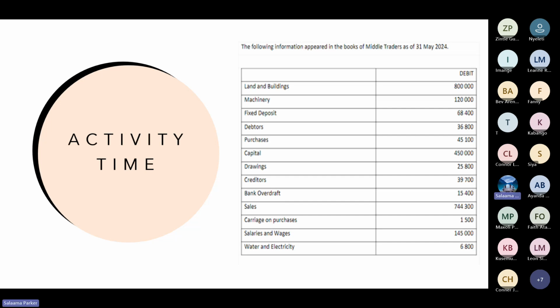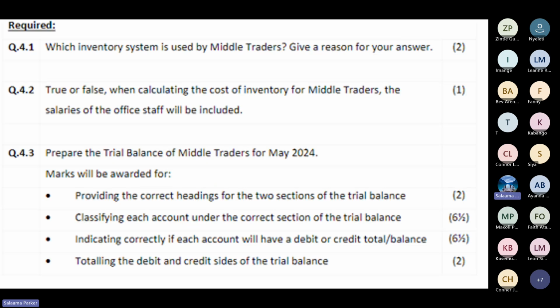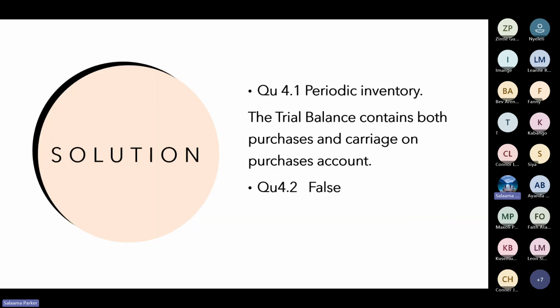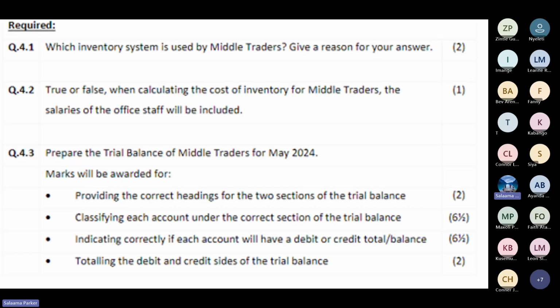Purchases. The minute you see purchases on your trial balance, carriage on purchases on your trial balance, then you must remember that this business is using the periodic inventory system. Okay. Right, please just remember that. Periodic. The trial balance contains both purchases and carriage on purchases. And question 4.2, we know that this is definitely false because salaries does not form part of the cost of inventory. Okay, and now we need to prepare the trial balance.